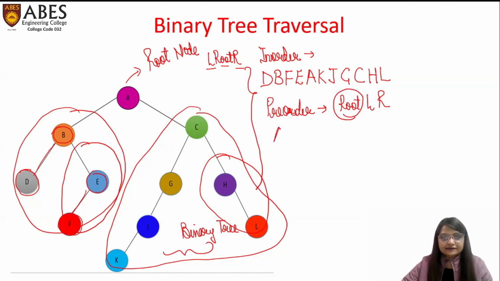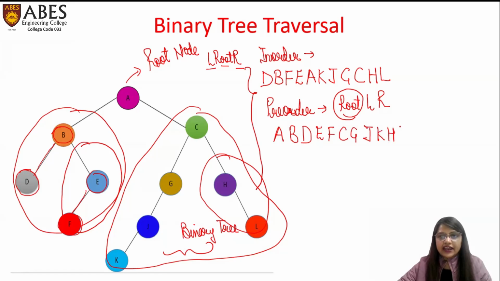It means A, after that B, after that D, then E, then F. After that, C, then G, then J, then K, then H, and then L. It means the root or the parent node has to be encountered. Then its left child will be taken into consideration. After completing with the left child, then the right child has to be taken into consideration.